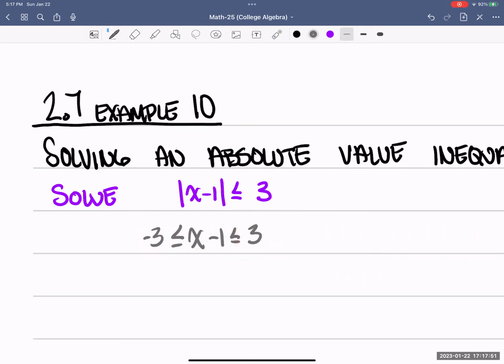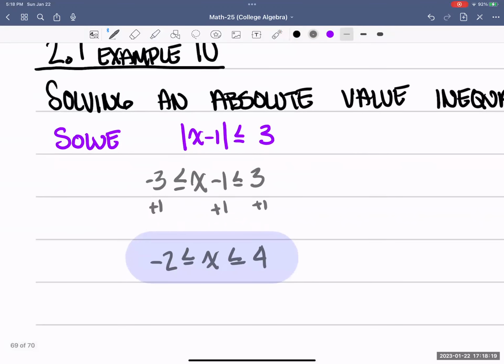From here, we're just going to solve as normal, getting the middle variable by itself. The only thing we have to do here is add 1 to all three parts. So negative 3 plus 1 is negative 2, less than or equal to x, less than or equal to 4. So here, this is our solution set.